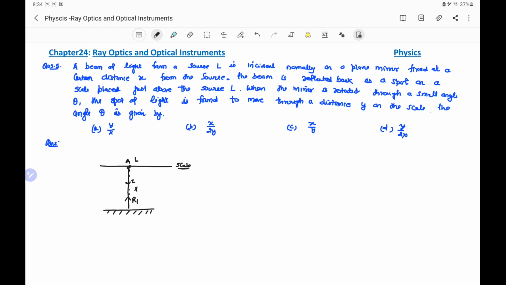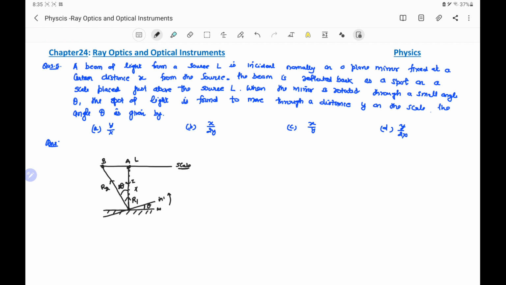Now the mirror is rotated through a small angle theta. So this is the new position of the mirror. This is M, this is M dash, and it is at an angle of theta, rotated in the anti-clockwise sense. As we have already discussed, if the mirror is rotated, the reflected ray is also rotated in the same sense, but by twice the angle of rotation of the mirror. So the reflected ray will be rotated by an angle of 2 theta, and now this reflected ray is R2, making a spot at the point P.